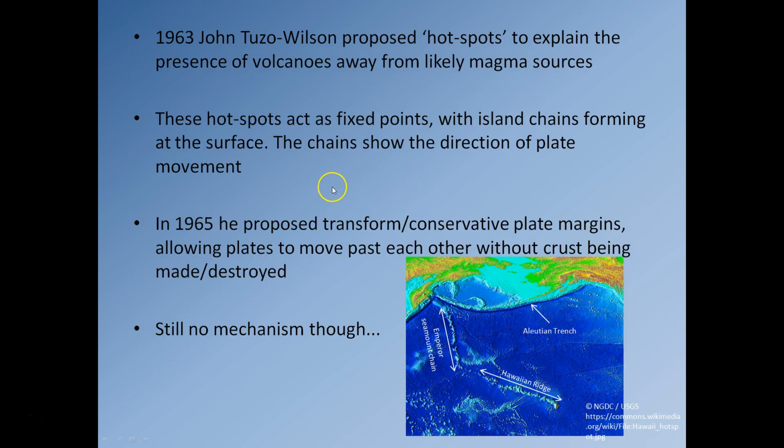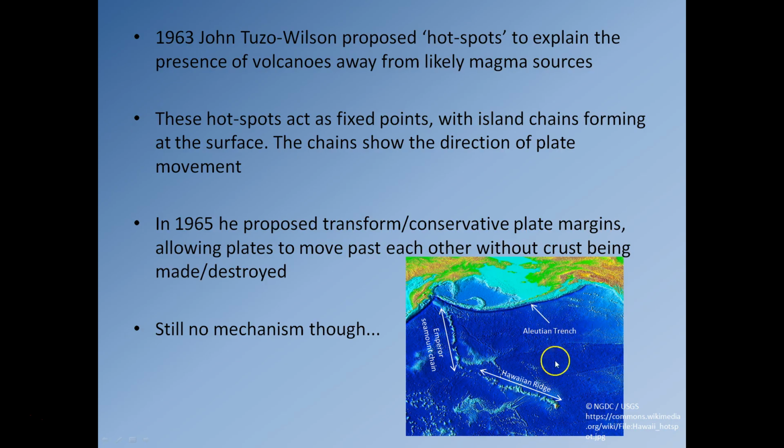Okay, so then in 1963, a chap called Tuzo Wilson proposed what are referred to as hotspots to explain the presence of volcanoes away from likely magma sources. This is the case in the North Pacific. Over here we have the Aleutian Islands, a very volcanically active chain of islands.